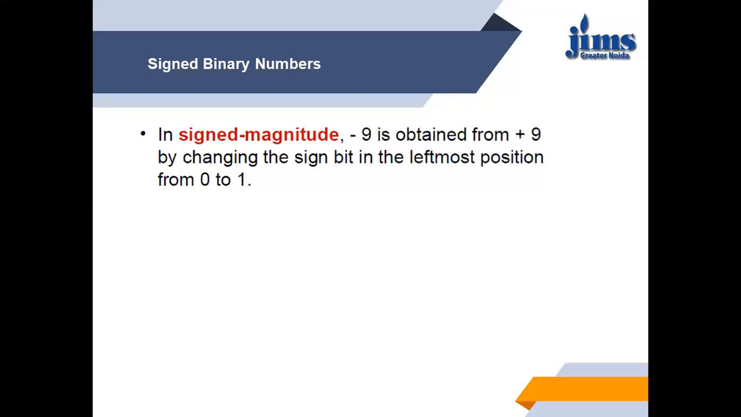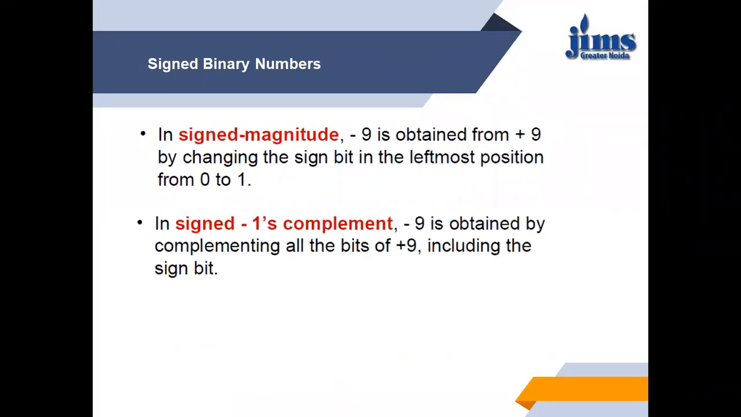by changing the sign bit in the leftmost position from 0 to 1. So what you need to do, you have to represent the number in 8-bit representation. Keep the leftmost bit 0 for positive. Now when you are converting this number into a negative number, the leftmost bit will change from 0 to 1, and the rest 7 bits will be the same. So your number will be converted into a negative value.